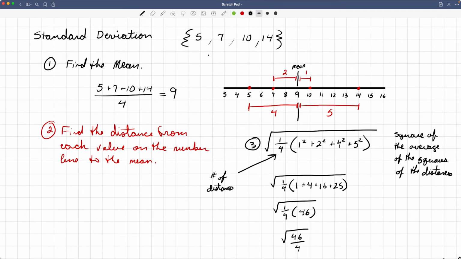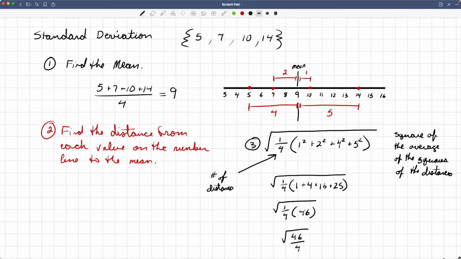See, that's where sets come from. So we find the mean. Those four numbers added together is 36, divided by 4 gives us 9. So we go to our number line and we graph our mean. And then we measure each individual number's distance from the mean. So here I have plotted 5, 7, 10, and 14, and I've measured the distance.